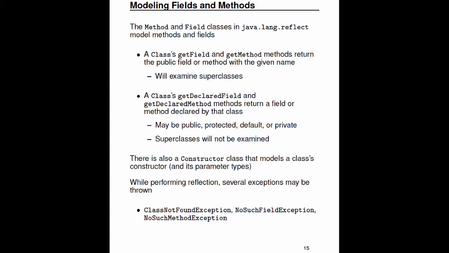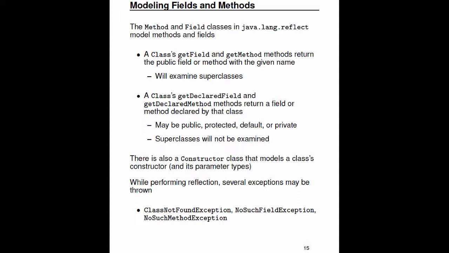There are two flavors of getters for fields and methods. There is just getField and getMethod, which are kind of convenience methods in that if it doesn't find a field by that name, it'll look for it in superclasses. If you only want to find methods or fields that are declared on that class, there's getDeclaredField and getDeclaredMethod, and this will let you return any method or field, whether it be public or protected. It doesn't matter what its visibility is.